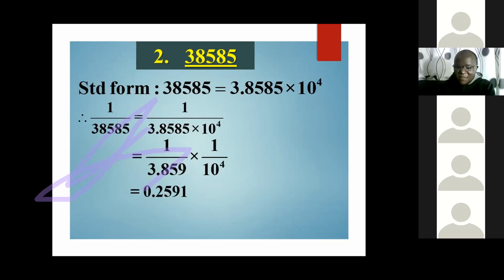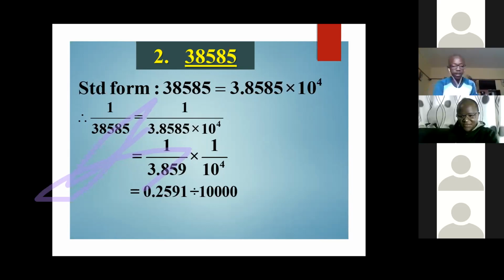But again, let me ask you something. What is the value of 10 raised to power 4? 10,000. So in short, we shall divide 0.2591 by 10,000. So division by 10,000, what is the result? 0.00002591. Very good.